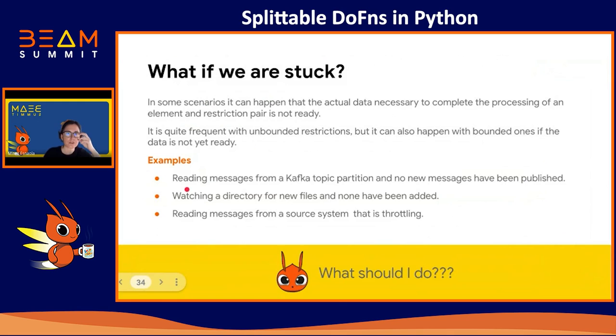So there will be scenarios where I am about to process an element and restriction pair, and the data that I need to complete the processing is not ready, okay? And this is very frequent when we are working with unbounded restrictions, okay? But it can also happen with bounded ones. So consider some of the scenarios that we were discussing before. Look, we are reading from a Kafka topic partition, and nobody's publishing messages, okay? Or we are watching a directory and no new files are being created. Or I have a source system that is throttling me and not letting me read, I am stuck there, no? So what should I do in those scenarios?